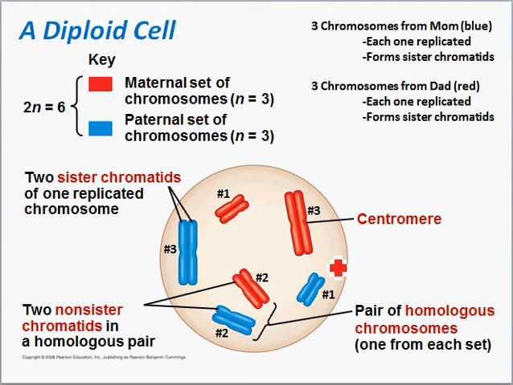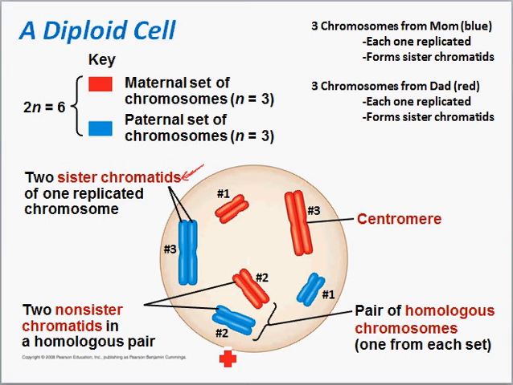Now if we zoom in on one of these chromosomes, here's chromosome 3. This is only one copy of chromosome 3, the paternal copy, but it's gone through replication. So here's one copy of it, here's a replicated copy of it, and these are called sister chromatids. Okay, so we call these sister chromatids.